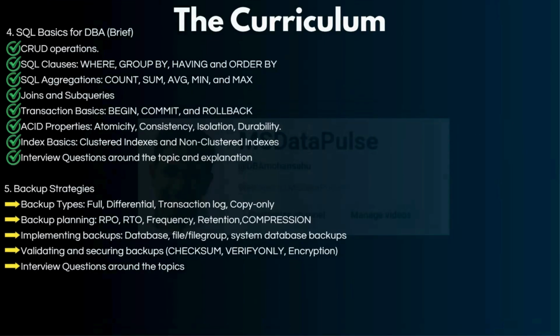We'll see how we need to plan our backups, what is RPO, RTO, what should be the frequency and retention of the backup, what is the compression option. We are also going to see how we can take the backups, different types of backups, then how we can take the full backup, file or file group backup, or system database backups. Then we will also see the options of validation and securing your backups using checksum, verify only, or encryption. And in the last, as we always do, we will go through the interview questions around the topics.